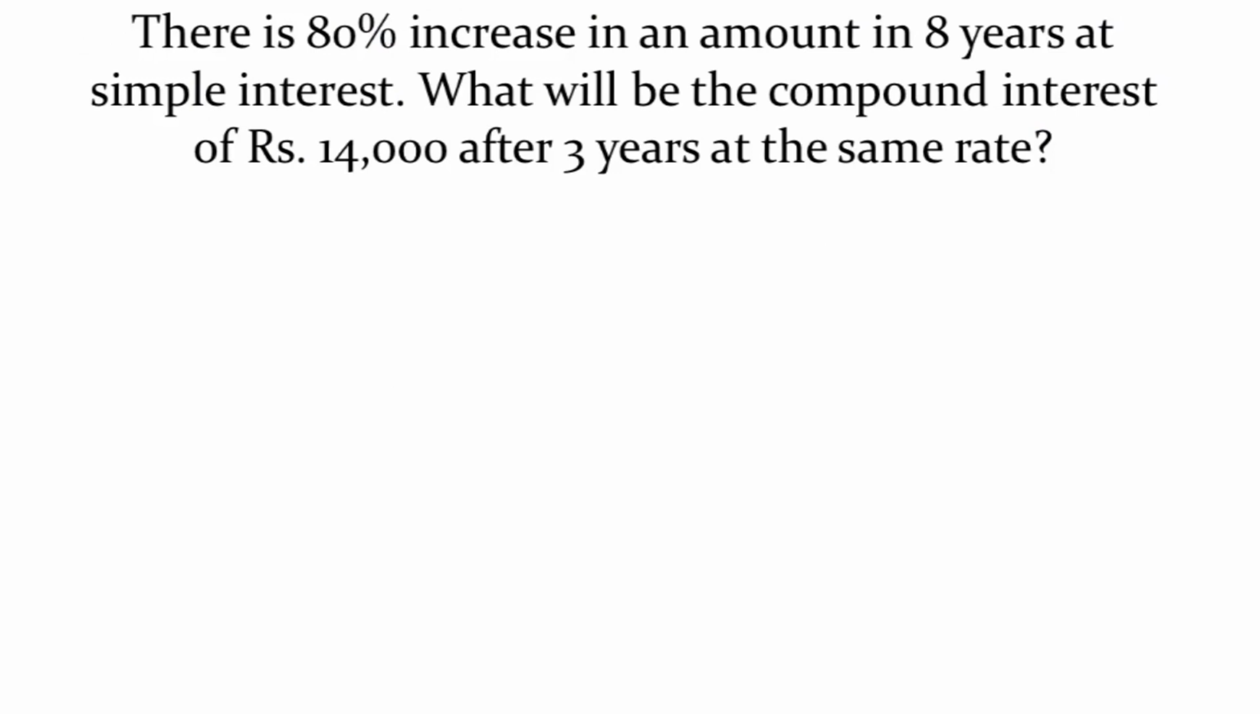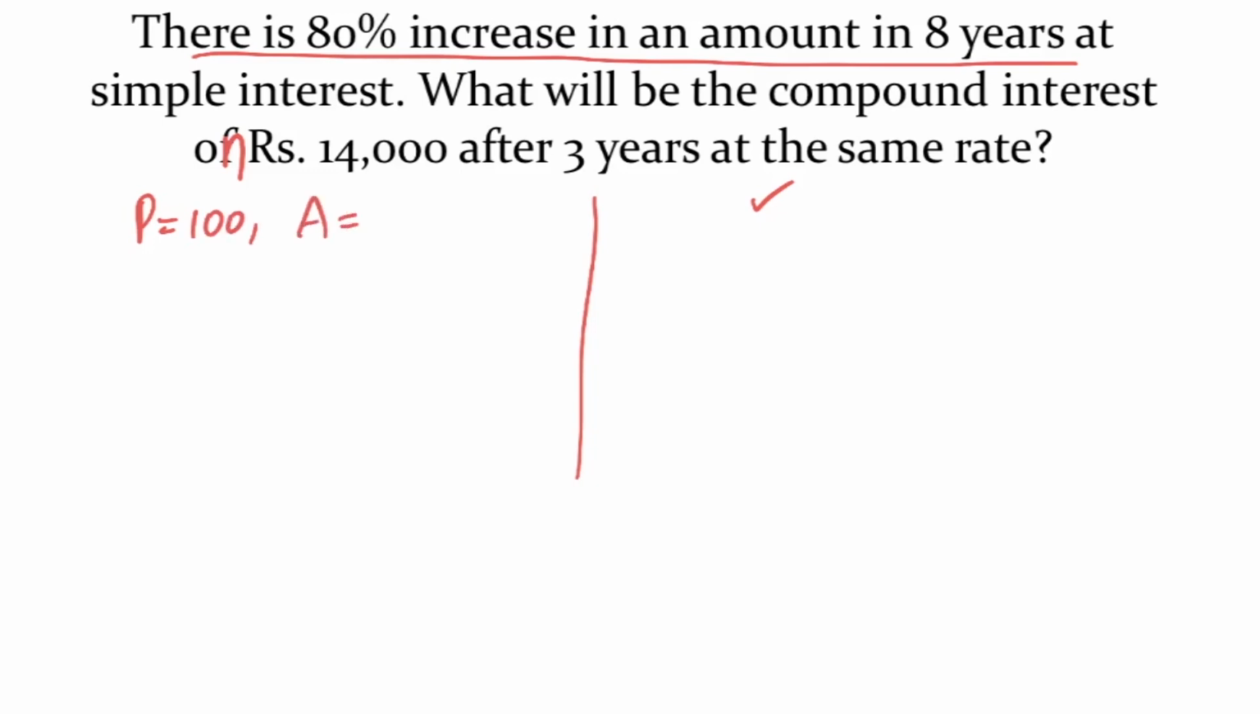There is an 80% increase in an amount in 8 years at simple interest. What will be the compound interest on 14,000 rupees after 3 years at the same rate? See, simple interest condition is given. Using that, we need to find compound interest. Nothing is given in terms of rupees in the first condition. There is an 80% increase in an amount in 8 years. If you borrow 100 rupees, it becomes 180 rupees. There is an increase of 80%. So interest is 80 rupees.